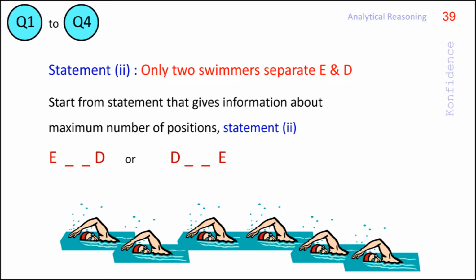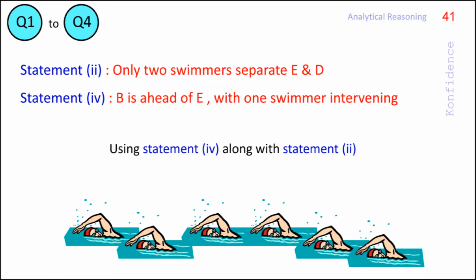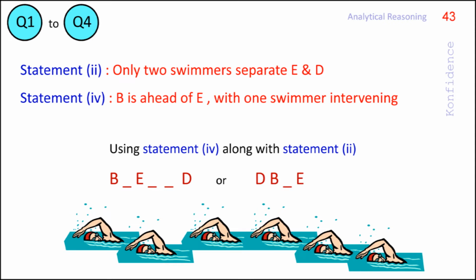Now that we have finished the information that gives us 4 positions, we look at information that provides us data about 3 places. This is there in statement 4. B is ahead of E with one swimmer intervening. Now, combining both the statements, we have 2 arrangements. 1. B dash E dash dash D or D B dash E.